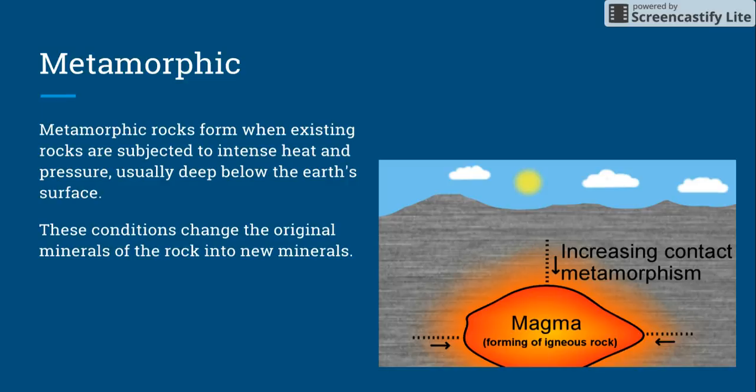Metamorphic rocks form when existing rocks are subjected to really intense heat and pressure, and this is usually really deep below the Earth's surface. So you already have this magma that's forming this igneous rock, and then we have a lot of pressure and a lot of heat coming in, and it can change the rock that's already formed. So metamorphic, you can think of when a butterfly changes, think of morphic, like morphing into something else. These conditions usually change the original minerals of the rock into new minerals by changing the chemical compositions.